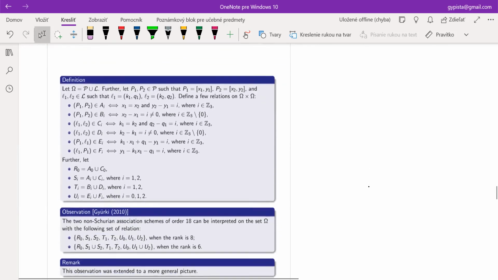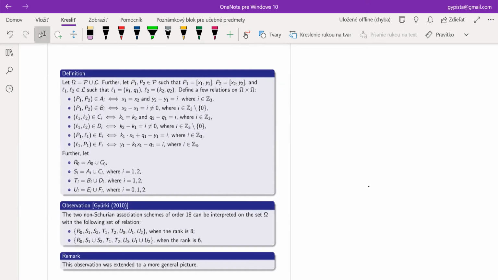Now it remained to see how the other relations appear. And this could also be done using some auxiliary relations. In the set of objects in the biaffine plane, let's say this set will be omega, so it contains points and lines. So the first type of relation says that 2 points are in relation of type A when they have the same first coordinate and the second coordinates differ by i, where of course i runs through Z3. This means that A0 will be a part of the diagonal relation on the points.